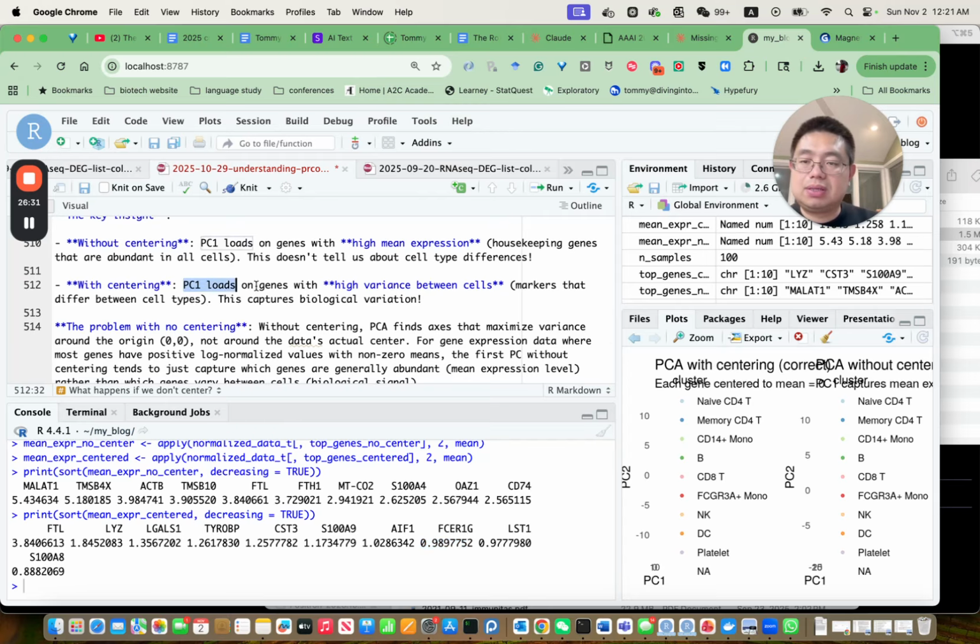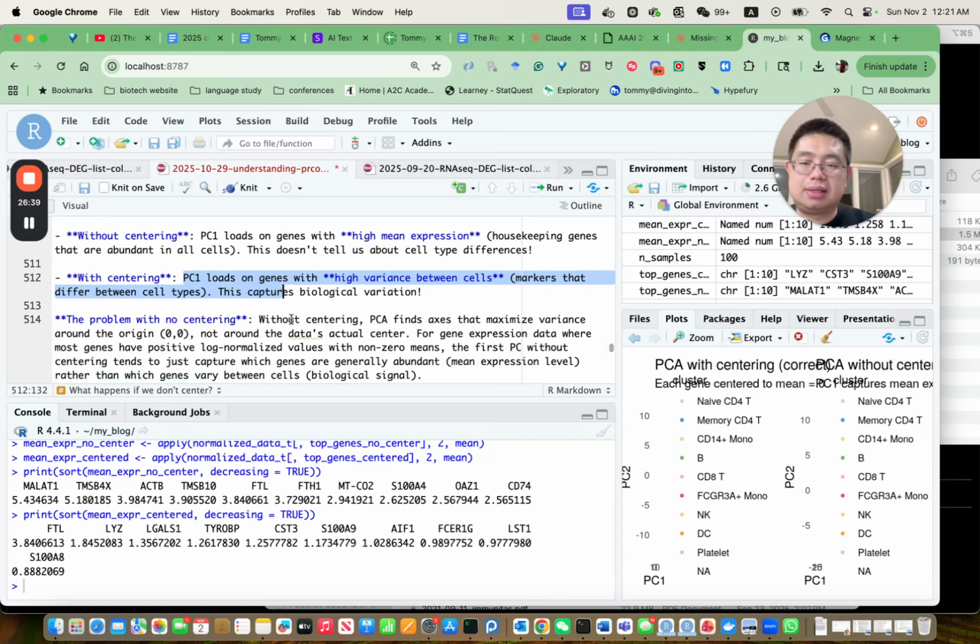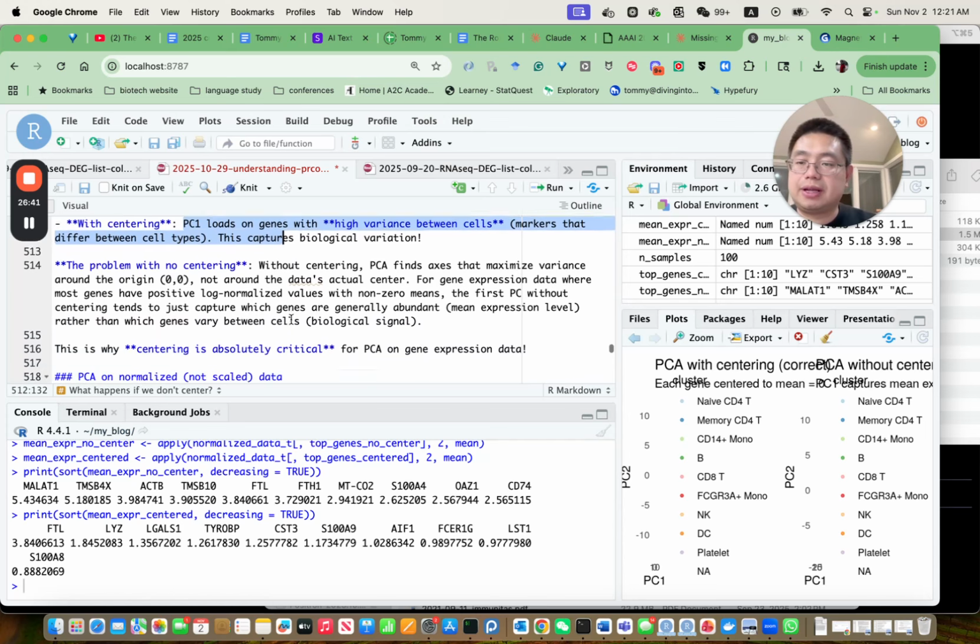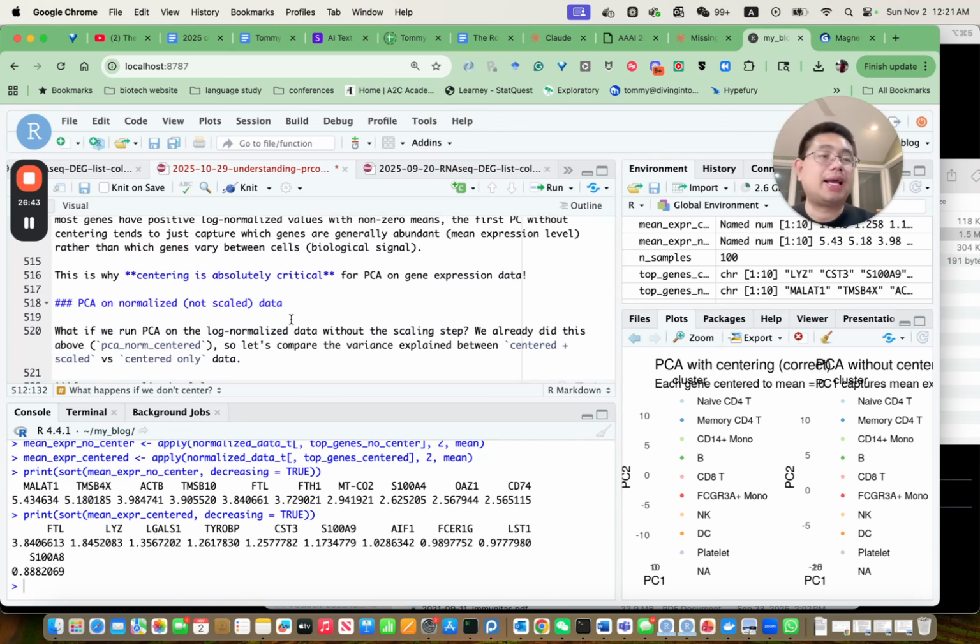With centering, PC1 loads on genes with high variance between cells. So markers that differ between cell types, and this captures biological variation. So that's why centering is absolutely critical for principal component analysis on gene expression data.